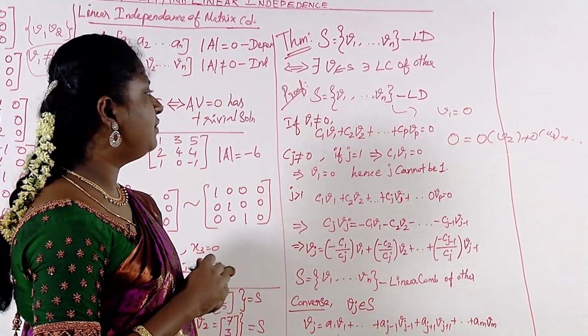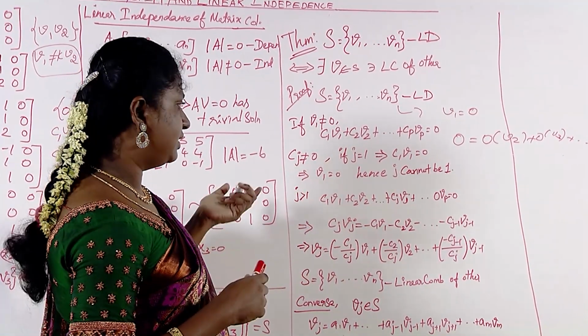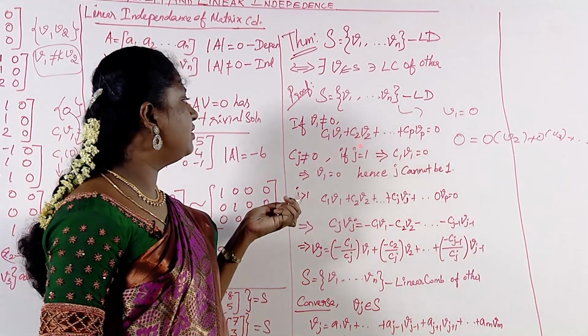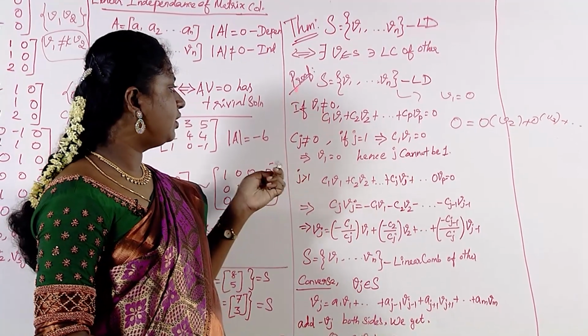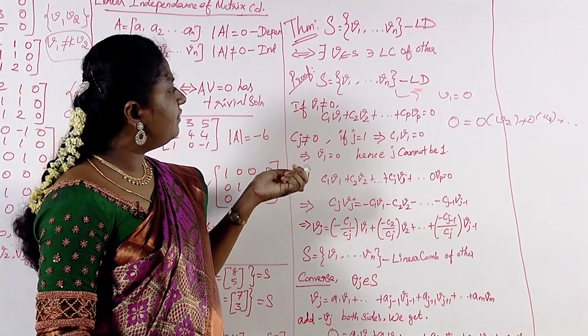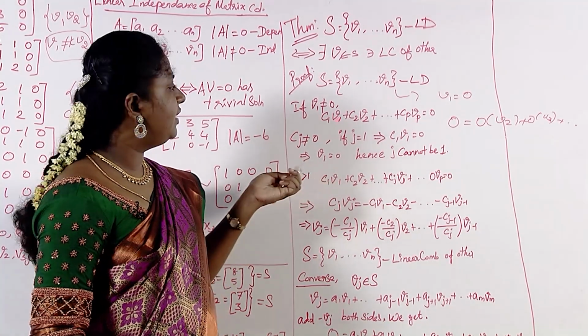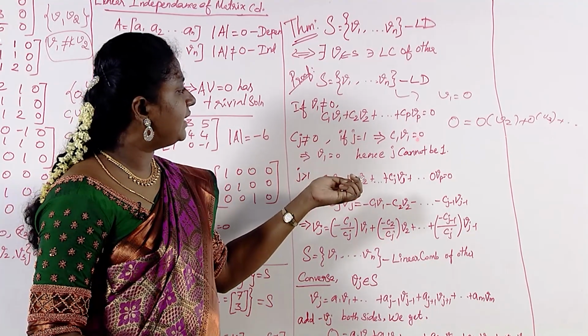You can write 0 multiplied by V2 plus 0 multiplied by V3, we can do it like this. Therefore, if V1 is equal to 0, then there is no problem. Therefore, we are going to assume V1 is not equal to 0, and consider C1 V1 plus C2 V2 plus etc. plus Cp Vp is equal to 0. So now listen. Here we have assumed our set to be linearly dependent, and we have considered the linear combination and equated that to 0.